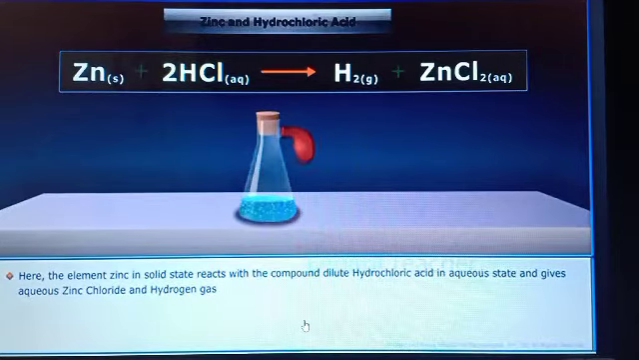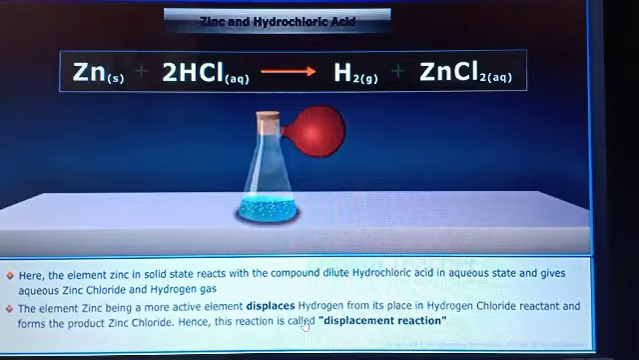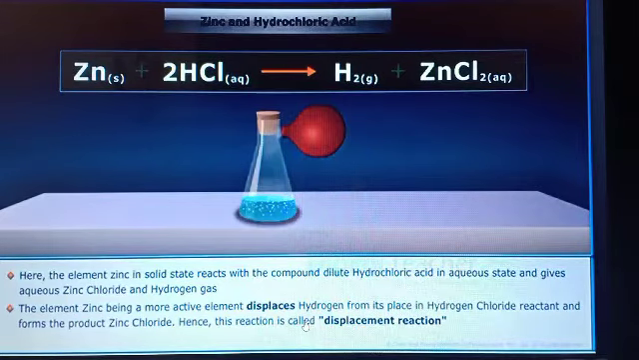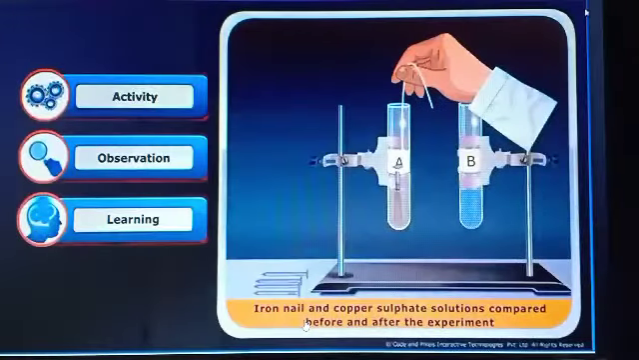Here the element zinc in a solid state reacts with the compound dilute HCl, which means dilute hydrochloric acid, in an aqueous state, and gives aqueous zinc chloride, and hydrogen gas is evolved. The element zinc, being more active, displaces the hydrogen from its place in the hydrogen chloride reactant and forms a product of zinc chloride. Hence, this reaction is known as a displacement reaction.